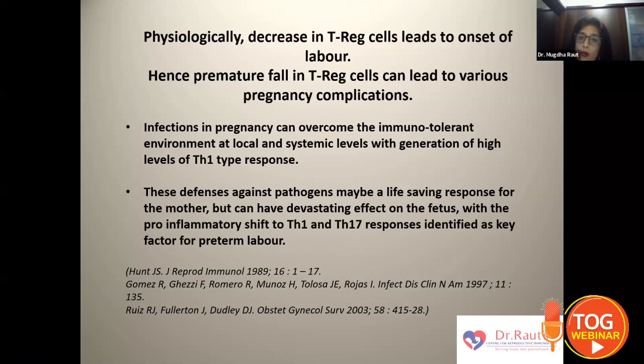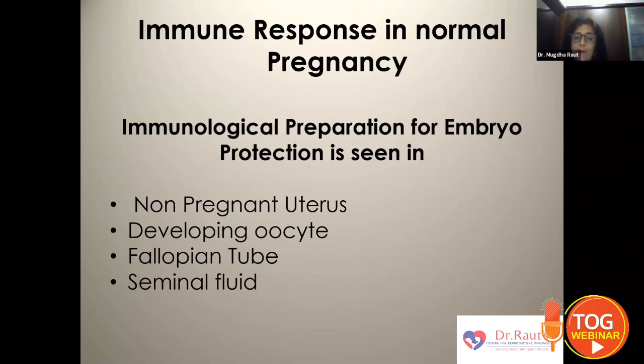Infections in pregnancy can overcome this immune tolerant environment at the local and systemic levels, which generate a high level of Th1 type of response. Now, infections in pregnancy or the defenses to pathogens may be a life-saving response for the mother, but they can have a devastating effect on the fetus, with the pro-inflammatory shift to Th1 and Th17 responses identified as key factors for preterm labor, as we see that any infection in pregnancy can lead to preterm labor.